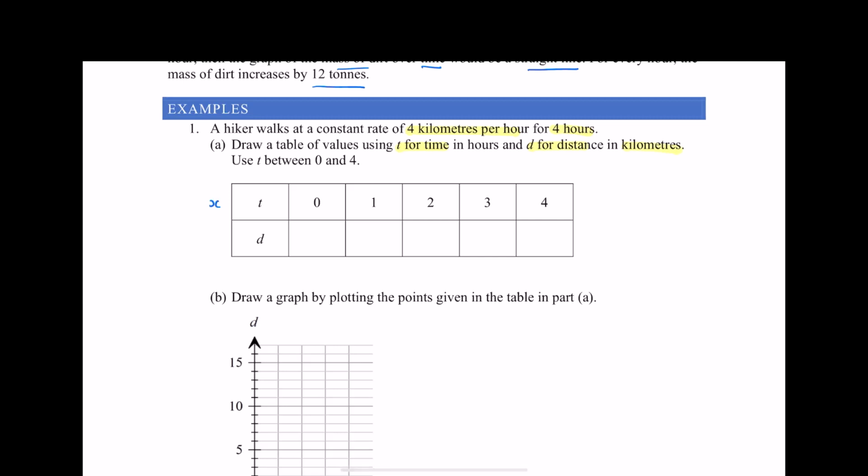I'll put a little x and y here to remind you that that is x and that is y. At time 0, we haven't gone any distance, so the distance is 0. We travel 4 kilometres every hour. So after 1 hour, the hiker is 4 kilometres away. After 2 hours, they are 8 kilometres away, and then 12 and 16.